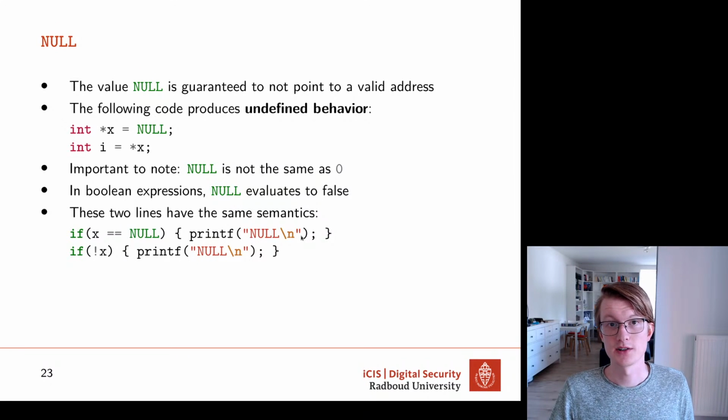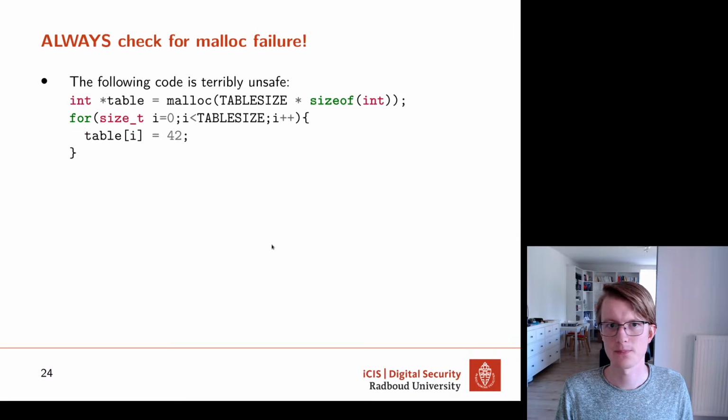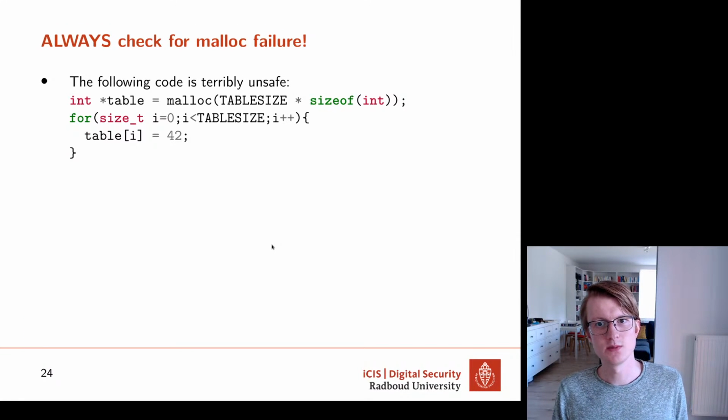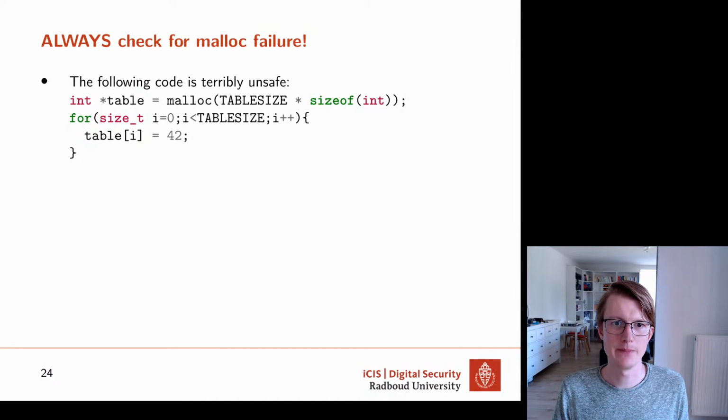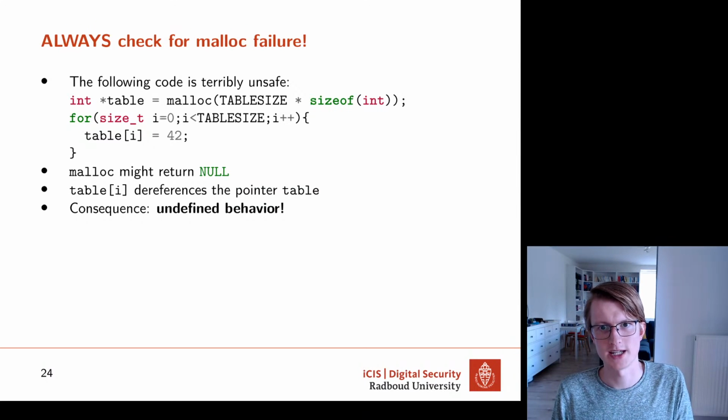These two lines are the same. If x equals null, then x is a null pointer, or you could just do not x, then it is an invalid pointer. You always need to make sure that you check for this malloc failure, even though it might never happen, because if malloc returns null, you will start dereferencing this null pointer, and then this will break.